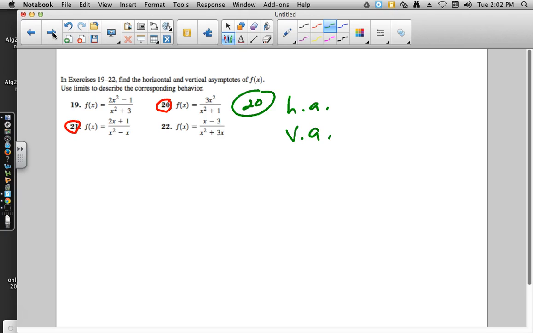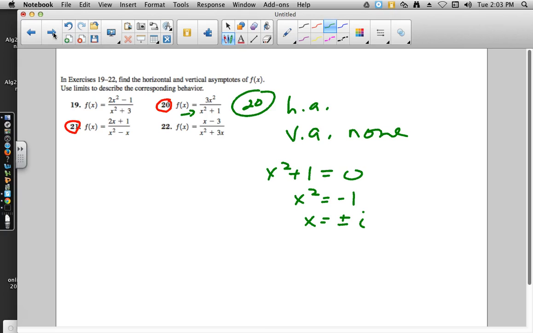But we certainly could say, you know what we know? We know that x squared plus 1, when that equals 0, that's bad news, and that's going to be a vertical asymptote. But we go ahead and start solving this, and we realize this is going to be imaginary. And so we don't get any real vertical asymptotes for number 20.